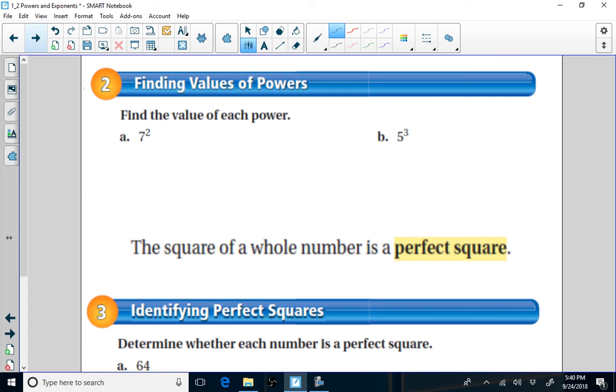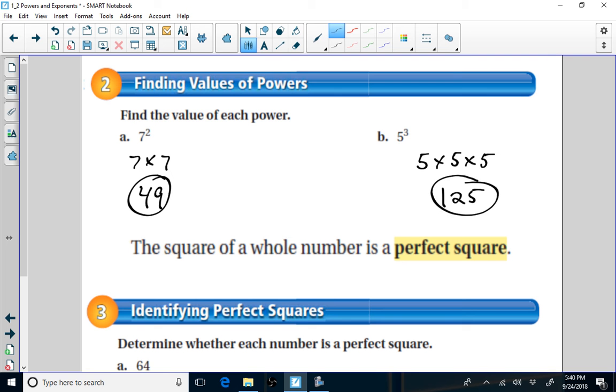When we find the value of each power, I always like for my students to write the power as a product of its factors. So 7 to the 2nd power, if I write the power as a product of its factors, I would write that as 7 is your base. It's being used as a factor 2 times, and that's going to be 49. If I'm evaluating the power of 5 to the 3rd power, 5 is your base number. It's being used as a factor 3 times. So I'm writing the power as a product of its factors. 5 times 5 is 25, times 5 would be 125.